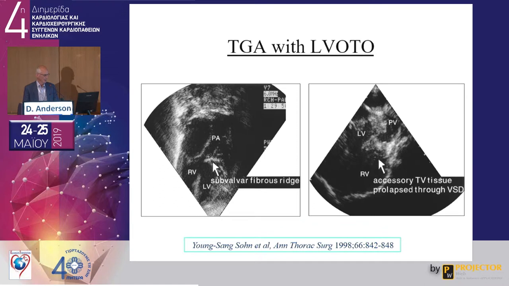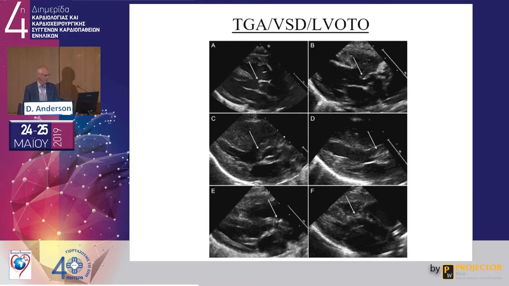And this obstruction may be situated either subvalvar, or with accessory tissue prolapsing through the VSD, or at the valve itself. And you can see here we have obstruction in A, which is simply some deviation of the outlet septum. In B, there's more deviation. C, it's associated with extreme deviation and some dysplasia of the pulmonary valve. D, the pulmonary valve is really quite severely dysplastic. And in E, the whole LV outflow tract is dysplastic and narrowed. And finally, in F, there's an associated straddle of the tricuspid valve across the ventricular septal defect, which is sometimes seen.